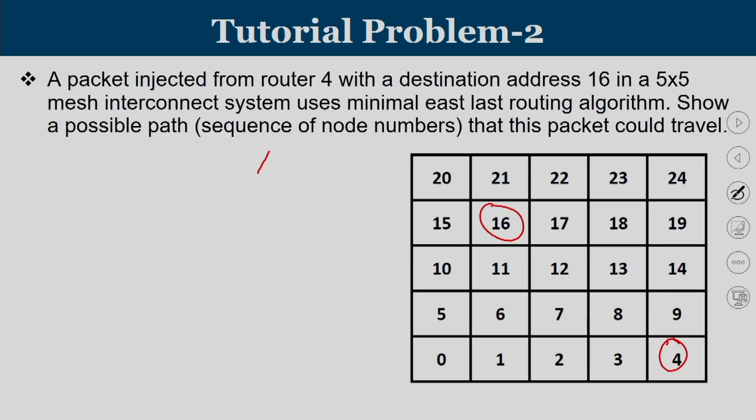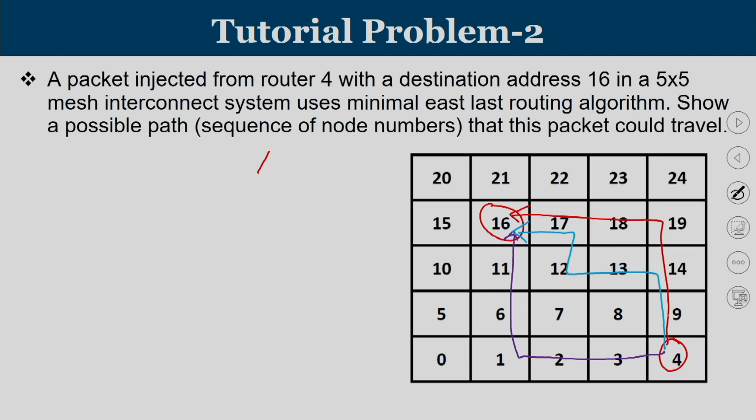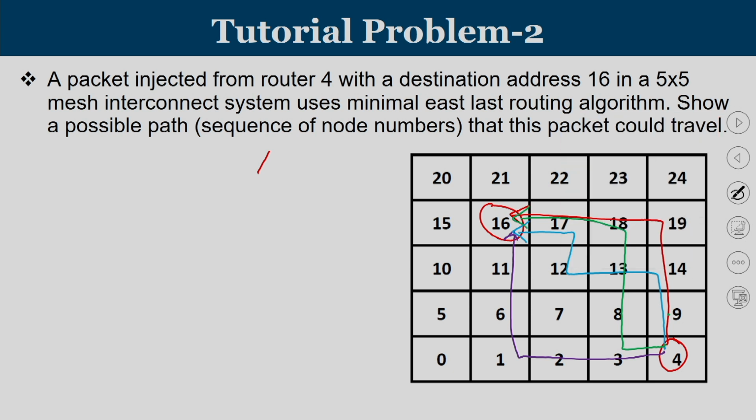So, one such path could be you travel completely in the north direction and then you take a westward turn. Another possibility can be you can go like this, and the third possibility can be you can take a zigzag motion like this, that is another possibility. Then you have yet another possibility like this, and you can even try this. So, there exist many paths from 4 to reach 16.